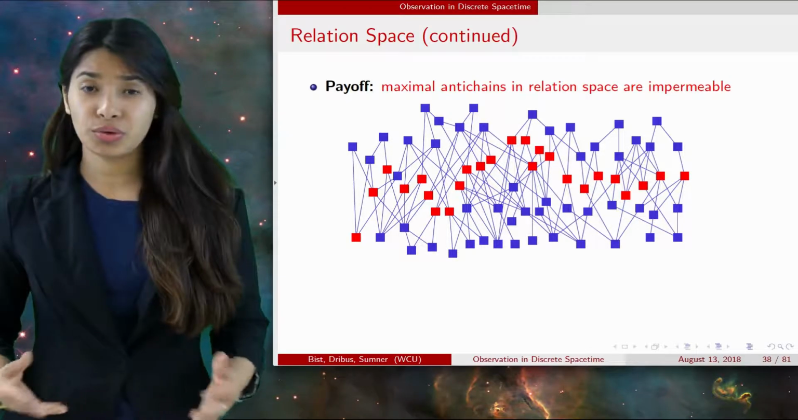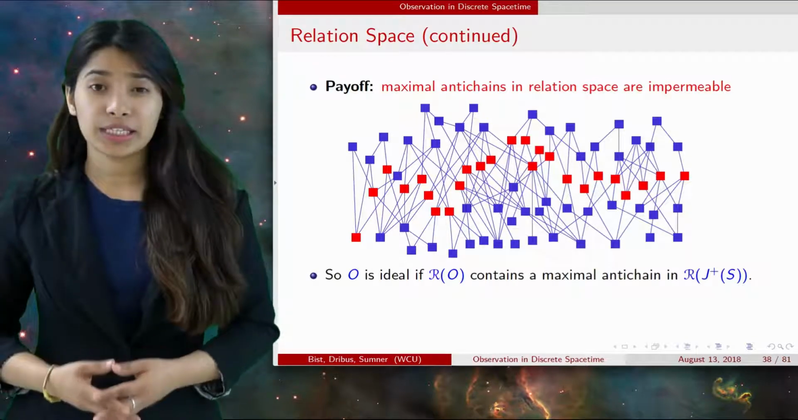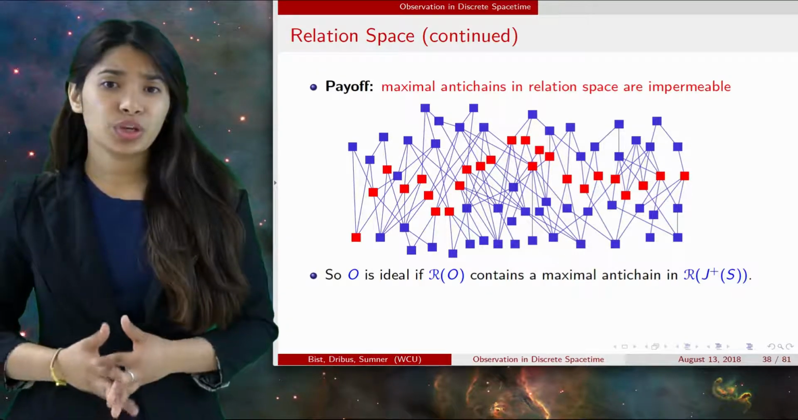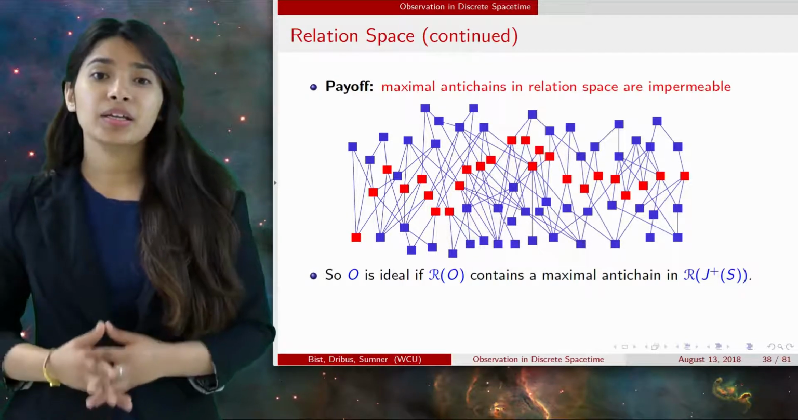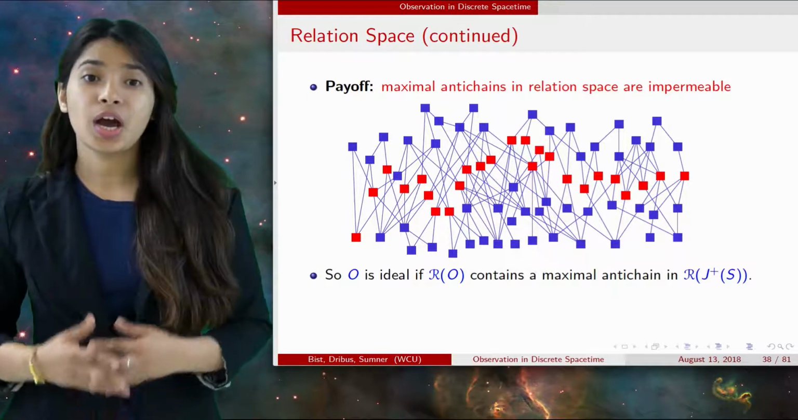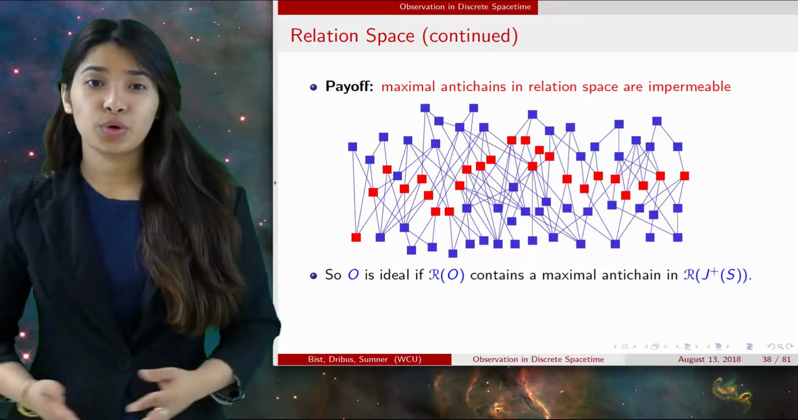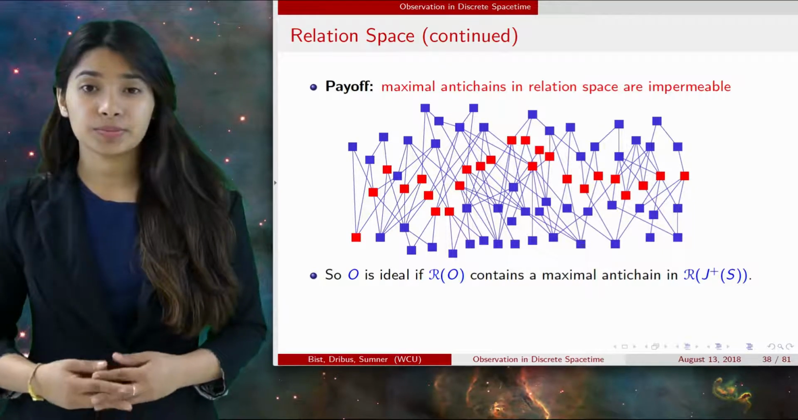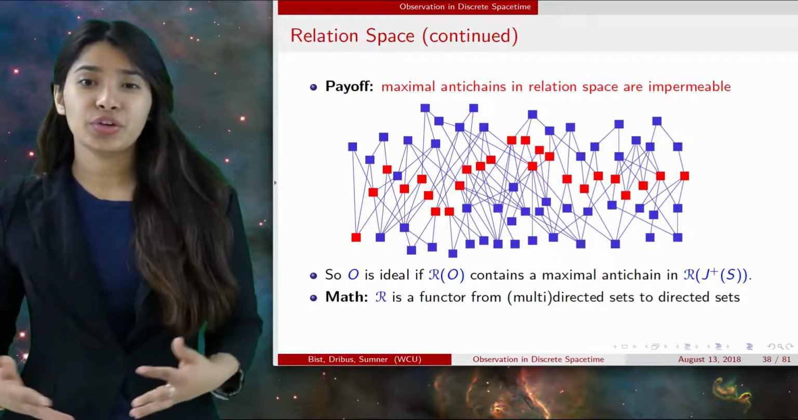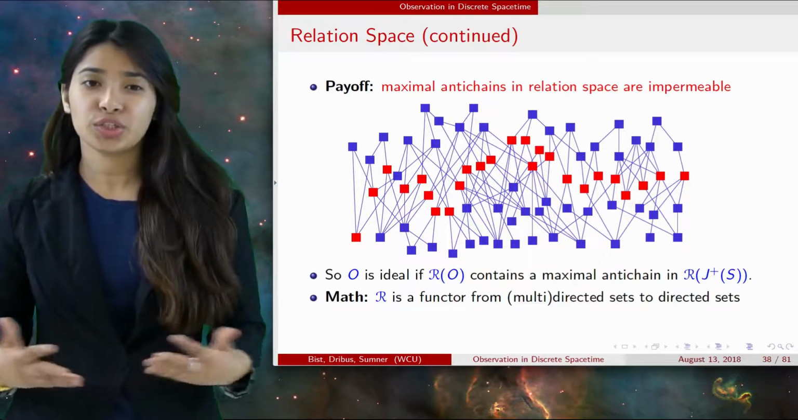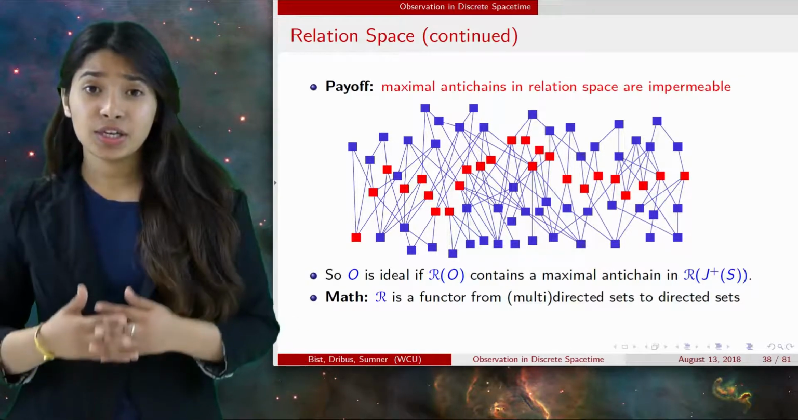Therefore, if we want to construct an ideal observer, we simply have to ensure that the observer contains a maximal antichain in the future of the observed system from the perspective of relation space. Mathematically, this involves a wholesale conversion of a variety of objects and subobjects from the ordinary spacetime viewpoint to the relation space viewpoint. The fact that this works the way it should is established by a theorem which states that the relation space construction defines a functor from the category of directed sets to itself.